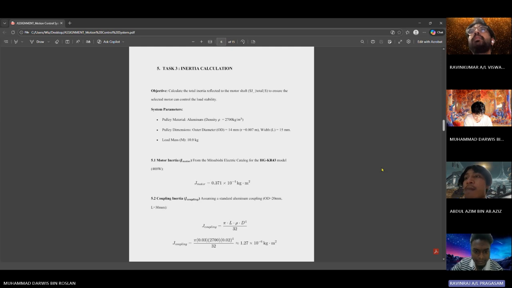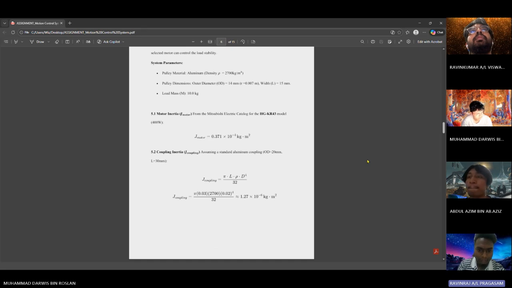The system parameters: pulley material is aluminium, its density is 2700 kg/m³. Pulley dimensions: outer diameter 14 mm, radius r is 0.007 m, width L is 15 mm. Load mass is 10 kg. Then the motor inertia from the Mitsubishi Electric catalog for the SGKR43 model, 400 watt: J motor equals 0.371 multiplied by 10 to the negative 4 kg m².